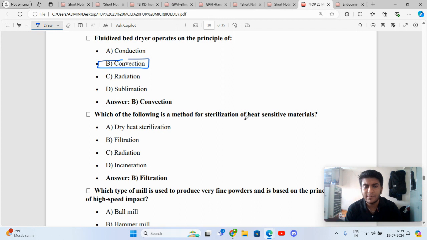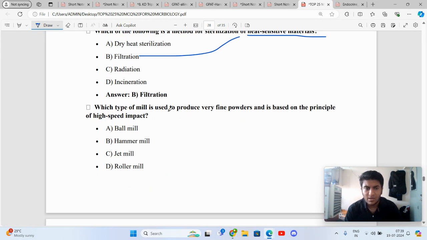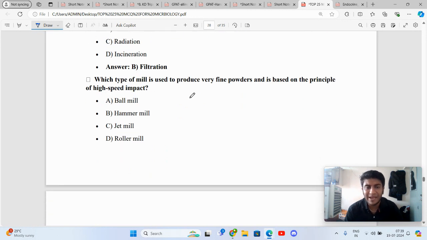Then which of the following is a method of sterilization for heat sensitive? Obviously, heat sensitive can be sterilized by filtration. Which of the following is used to produce a fine powder? So if your fluid energy mill was there, that would have been the right answer.